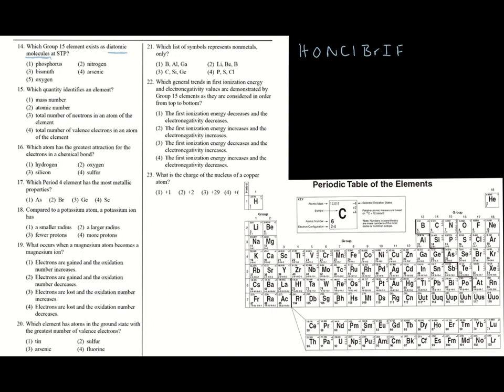Anyway, number 15. Which quantity identifies an element? Wow. Atomic structure review, guys. So what is the one thing that identifies an element? It's atomic number.